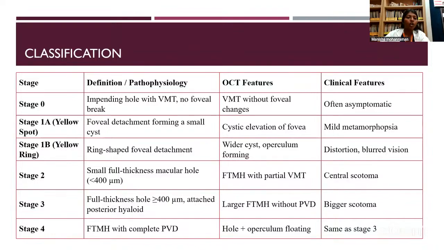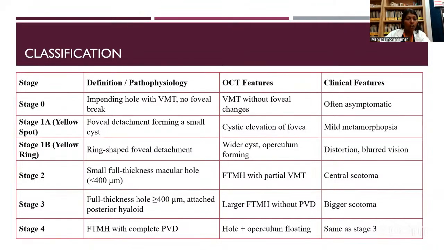In stage 2, small full thickness macular hole, which is lesser than 400 μm. OCT: FTMH with partial VMT, central scotoma is seen. Stage 3, full thickness hole, which is greater than or equal to 400 μm. It is attached with posterior hyaloid. The OCT features are larger FTMH without posterior vitreous detachment, and clinical feature is bigger scotoma.